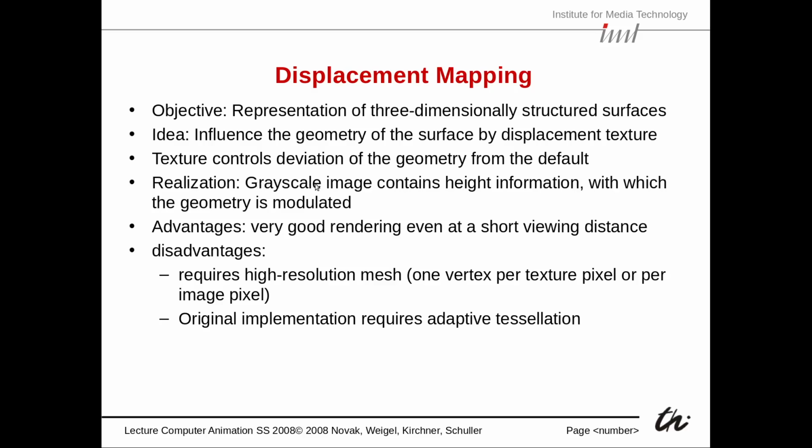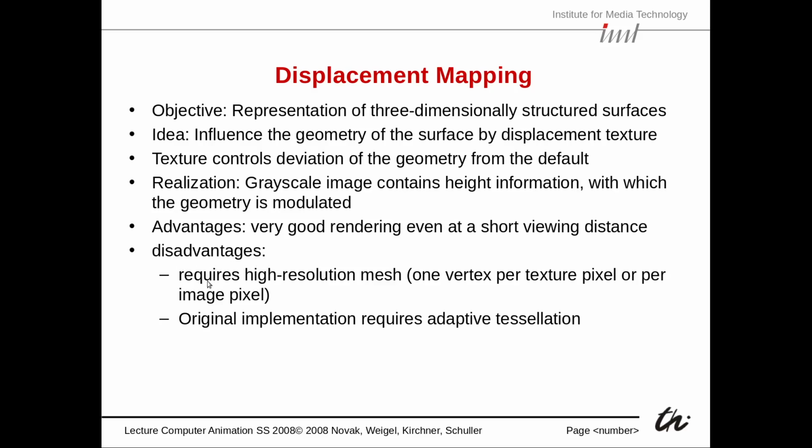Realization here, the grayscale image contains the height information which the geometry is modeled with. Right, so basically when you have high brightness, that means you move your object a little bit outward, and if you have dark value, you move it a little bit inward, for instance. Advantage here is that you have a very good rendering even at short viewing distances, right? Because there you could see if it's just an image or if it's really there.